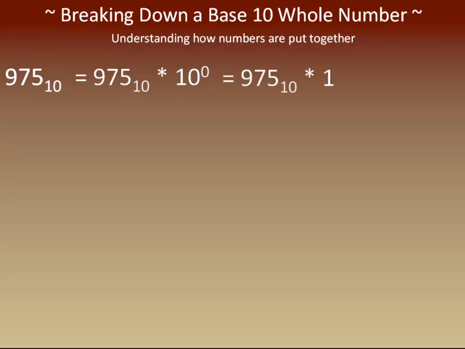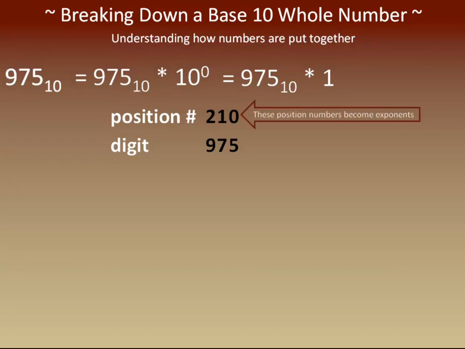Now let's take a look at the positions of the digits in this whole number. We have 3 digits in this number, and if we number the positions starting right to left and starting with 0, we have 0, 1, and 2. We will use these position numbers later as exponents for the number 10 since we're breaking down a base 10 number. Let's look at how we would break it down.